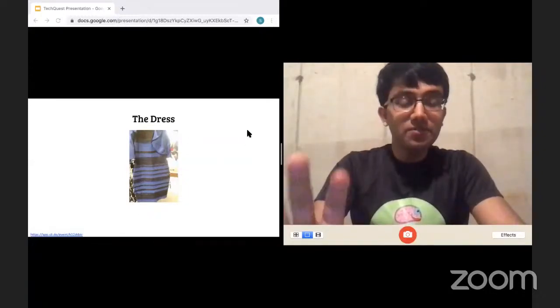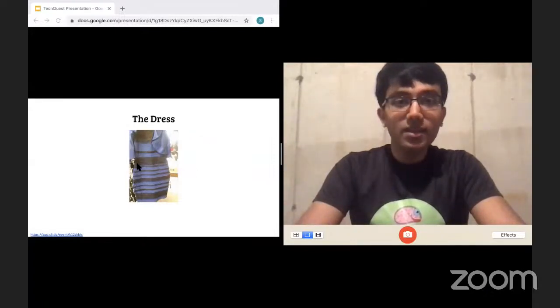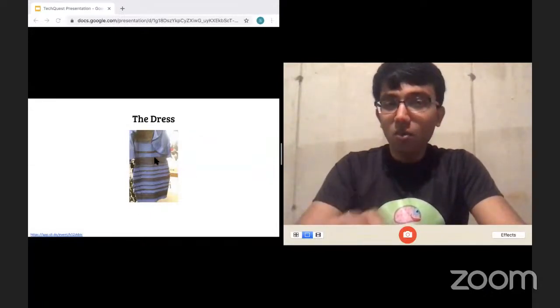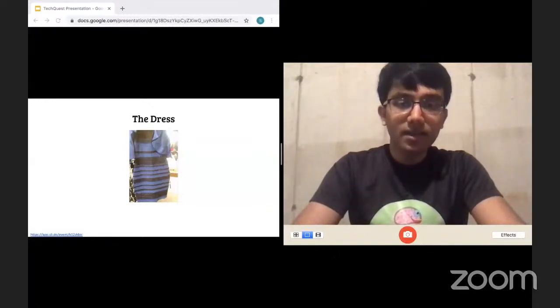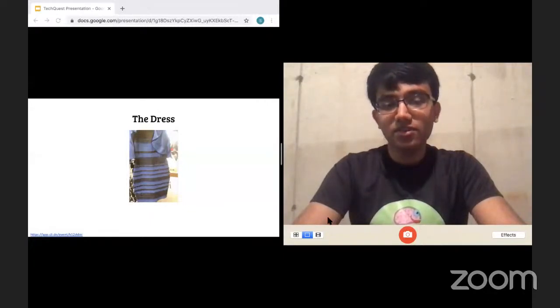So they verified this dress and said it was actually black and blue. Why might people say it's white and gold? What would they think about the background? Is it dark or is it lighter than someone who says white and gold? I mean, someone who says black and blue. Lighter? Anyone else? Okay, we have a lot of responses for lighter.